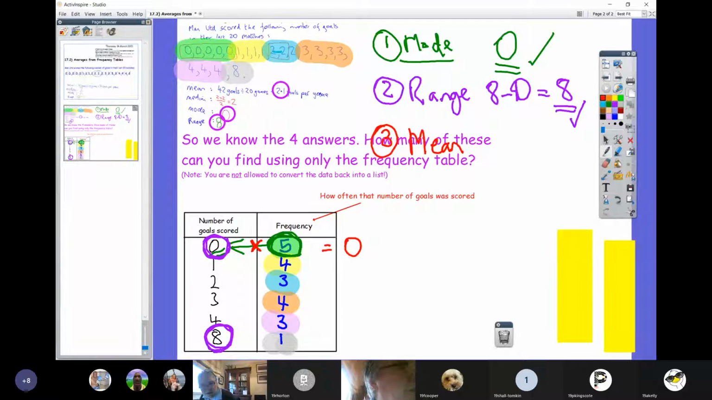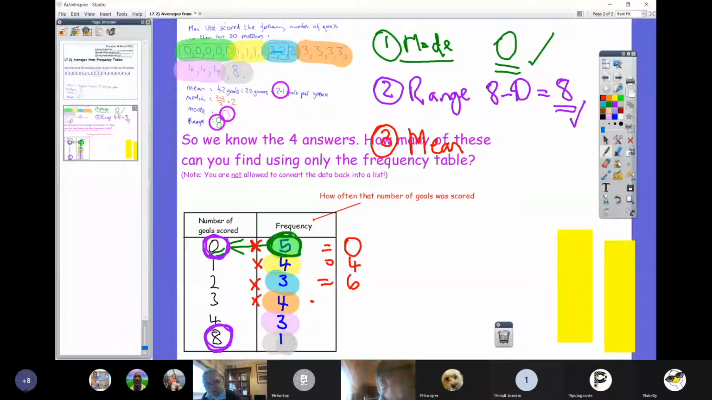Okay. Now, on 3 occasions, they scored 2 goals. So 3 times 2 equals 6. On 4 occasions they scored 3 goals, that's 12 goals. 3 times they scored 4 goals, that's 12 goals. And 1 time they scored 8 goals, which is 8 goals.